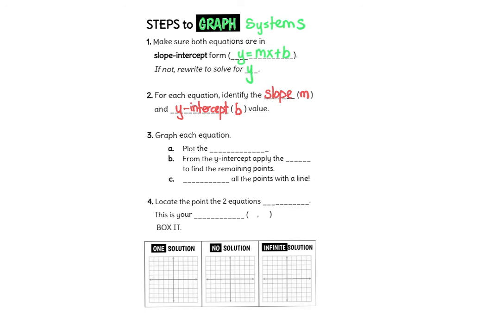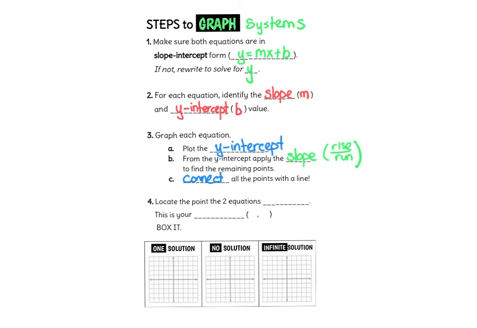Then we're going to graph each equation by first plotting the y-intercepts. So we start with the y-intercept where the line crosses the y-axis. Then from the y-intercept, we're going to apply the slope. Okay, remember slope is always rise over run to find the remaining points. And then the last thing we need to do is connect all the points on the line. We do that by just drawing a line through the points with arrows on each end.